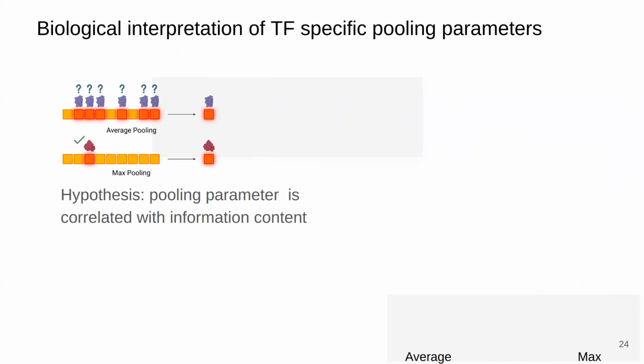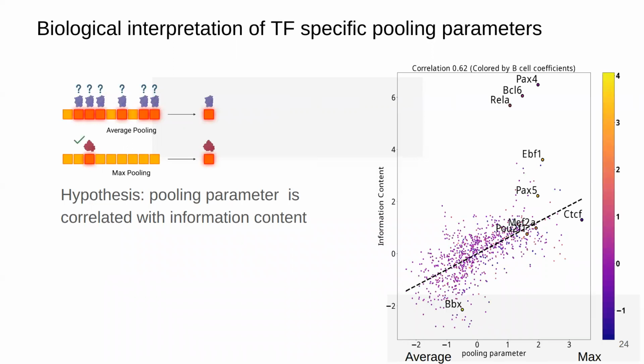We can also look at the biological interpretation of some of the intermediate layers. So we have this trainable pooling, and we had a very specific hypothesis about what it would do. The hypothesis was that the pooling parameters should be correlated with information content. If you have high information content, it should prefer max pooling, and low information content, average pooling. This is actually what we get. So this is the pooling parameter phi versus information content. They're highly correlated, though it's not perfect. And here we've highlighted some of the important transcription factors for predicting B cell identity.